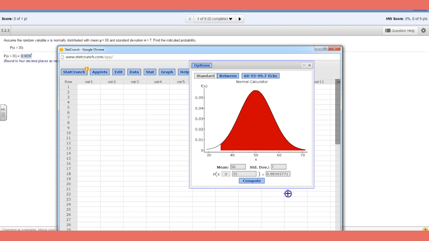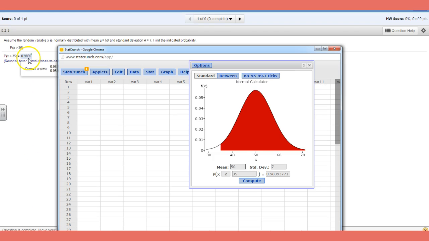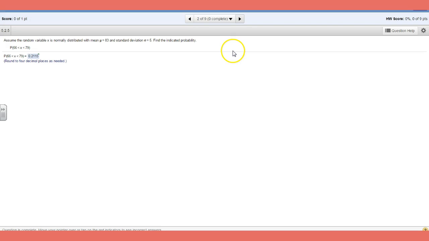My area under the curve is 0.98393771, and if I go back and look at it, it is the same as the one I have. Okay, my areas under the curve match. So by using StatCrunch, it becomes much simpler. Now moving on to the next problem.